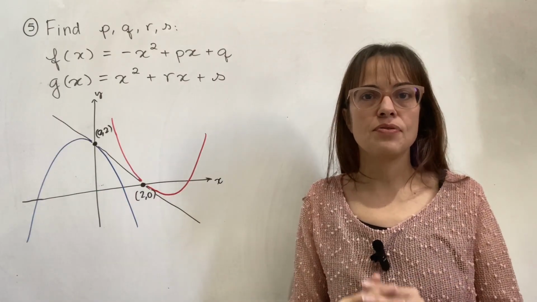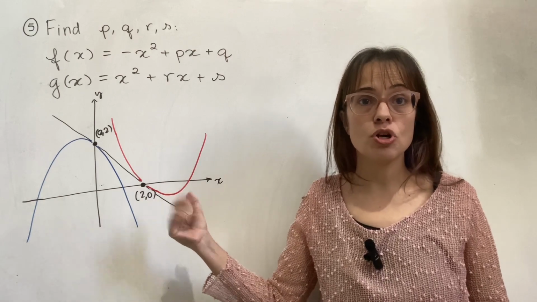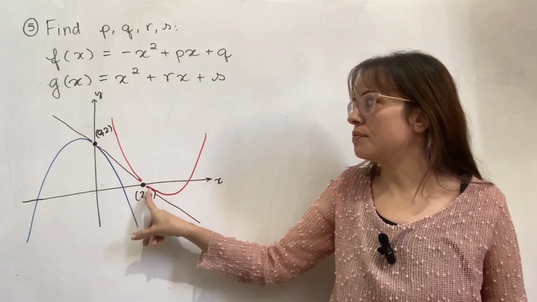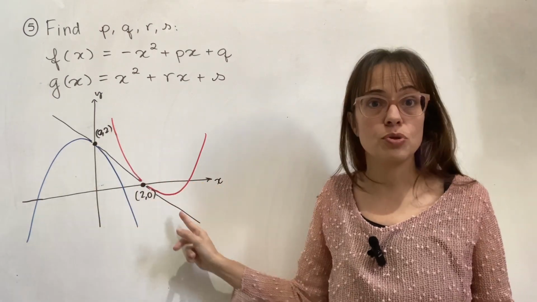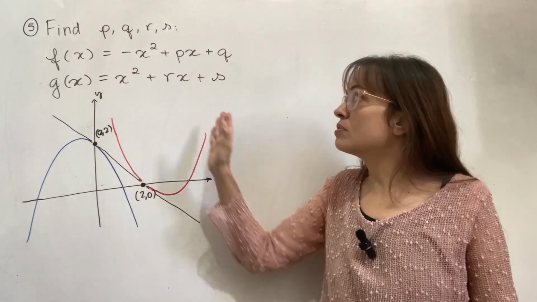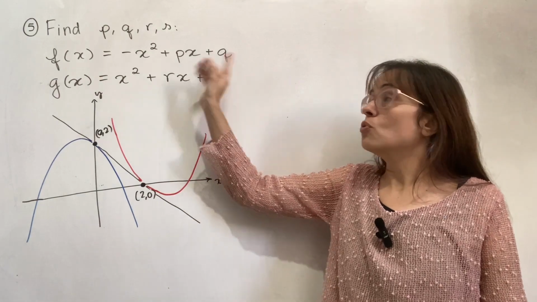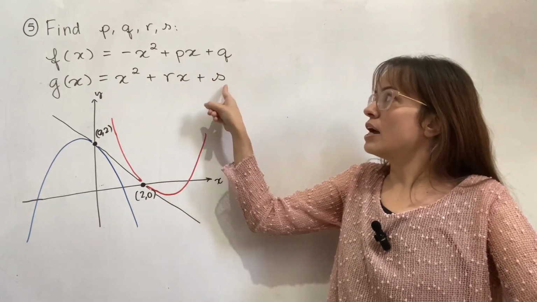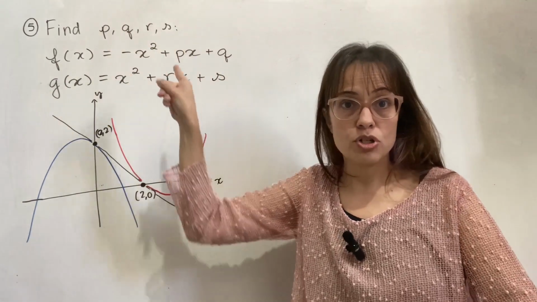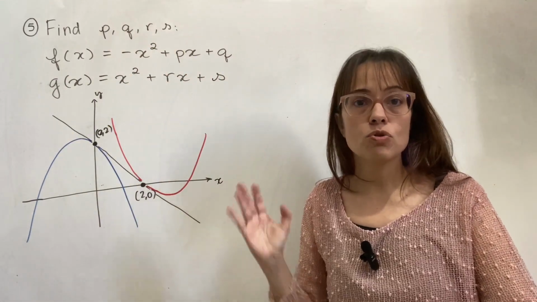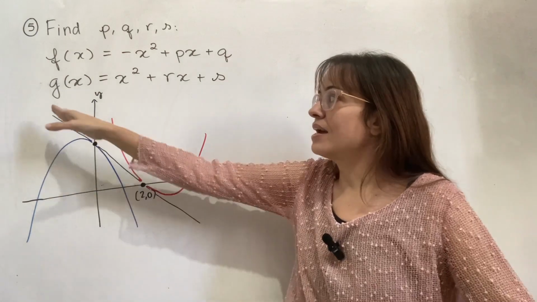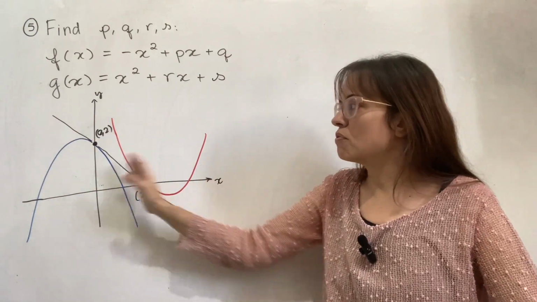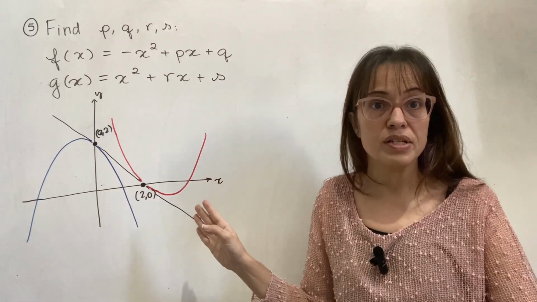Problem 5 is this one. It comes with this picture. It comes with the coordinates of this point and this point, which are (0, 2) and (2, 0). It tells us two functions which have four unknown values, p, q, r, s, which they want us to find. And it also tells us that this line that we see in the picture is tangent to both of the functions at both of those points.